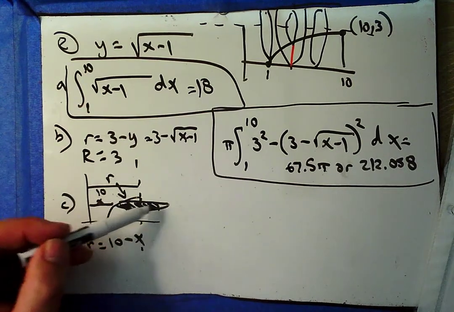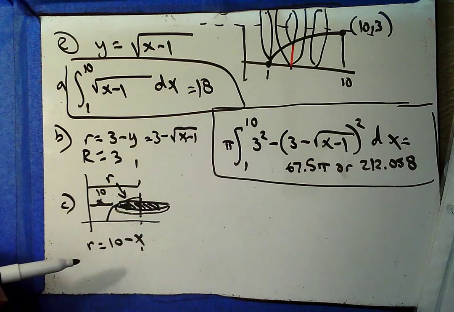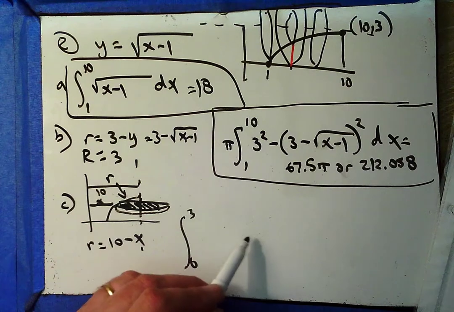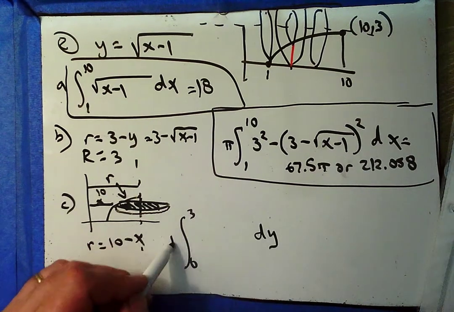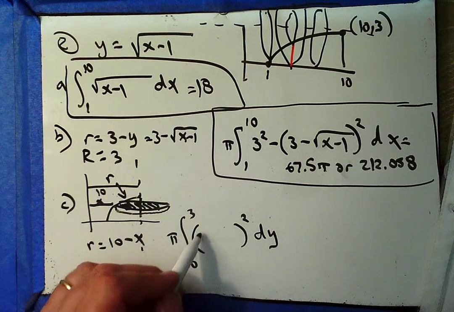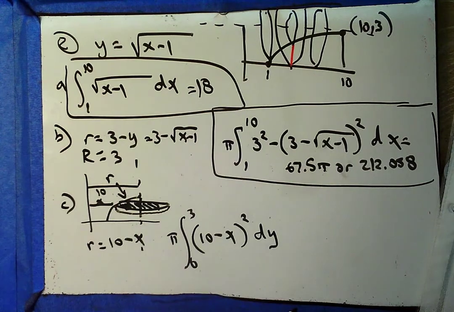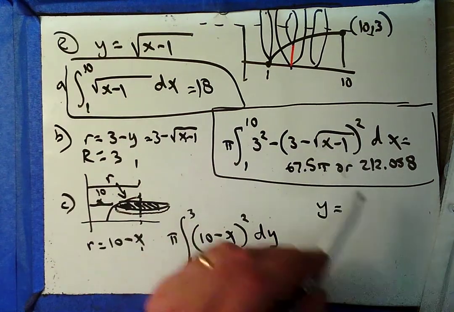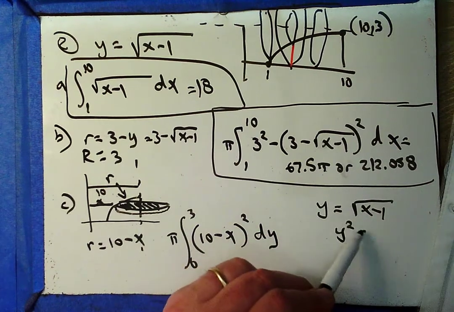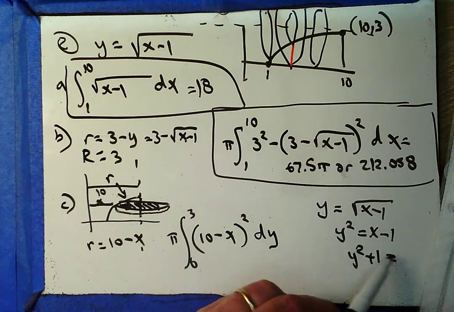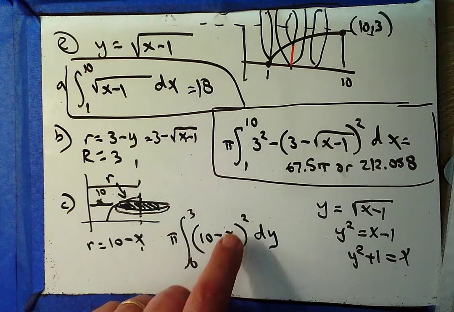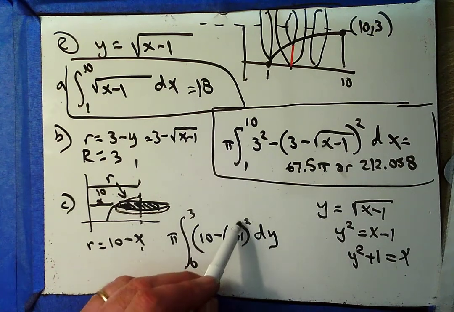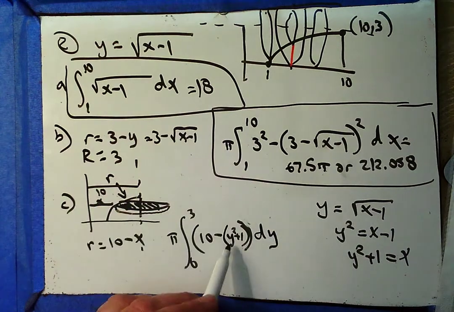If I'm doing circular disks this way, notice these are dy thickness disks. And so I'm integrating from 0 to 3, not from 1 to 10. And this is a dy integral. And I know I'm doing pi radius squared, but my radius, 10 minus x, isn't in terms of y's. So I need to take this equation over here and solve it so it says x equals. I've got y equals square root of x minus 1, which means y squared equals x minus 1, or y squared plus 1 equals x.